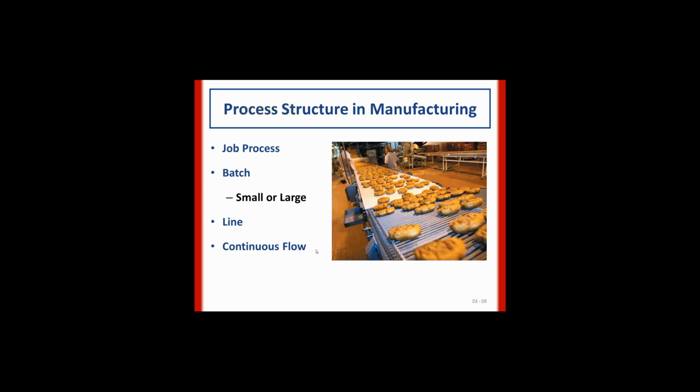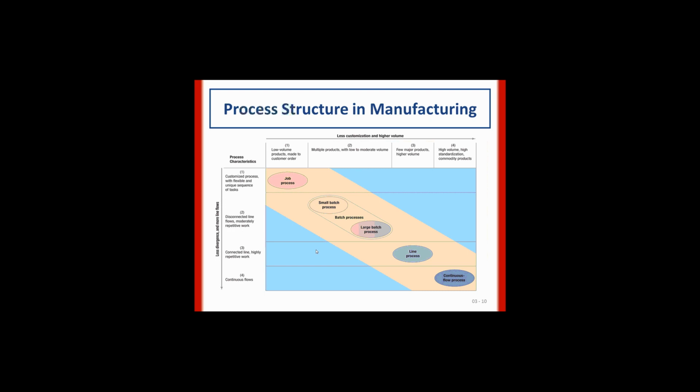the organization may be classified into 5 different groups based on process structure: job, process, batch, which can be small and large batch, a line flow or line process, and continuous flow process. By looking at this process structure in manufacturing, as you can see that the volume is low on the left and increases significantly on the right.